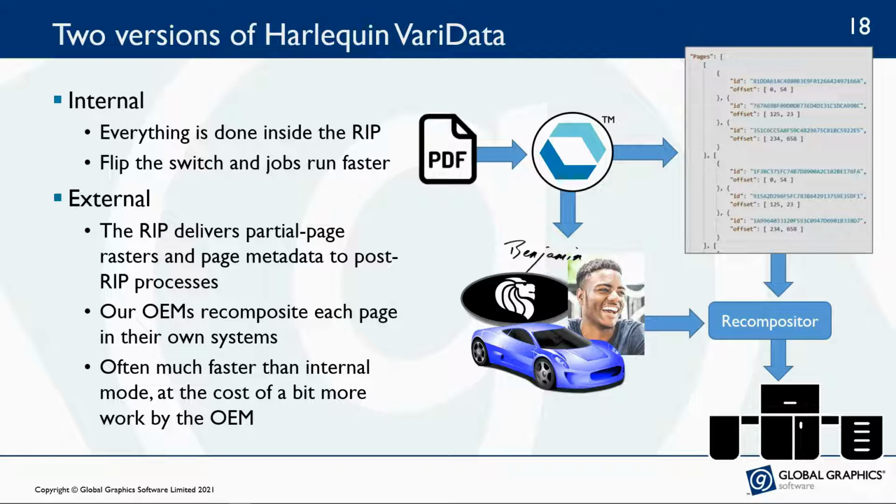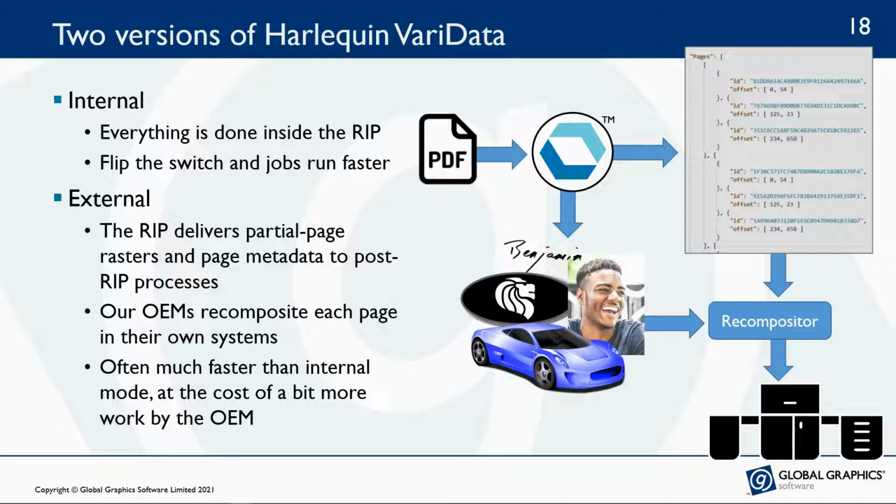In external mode, the RIP does all of the job analysis, determines how pages should be split up to optimize reused objects, and then delivers a collection of partial page rasters as you've just seen. It also delivers metadata that forms a recipe to show which partial page rasters need to be put together in what order and what positions to build each final variant.